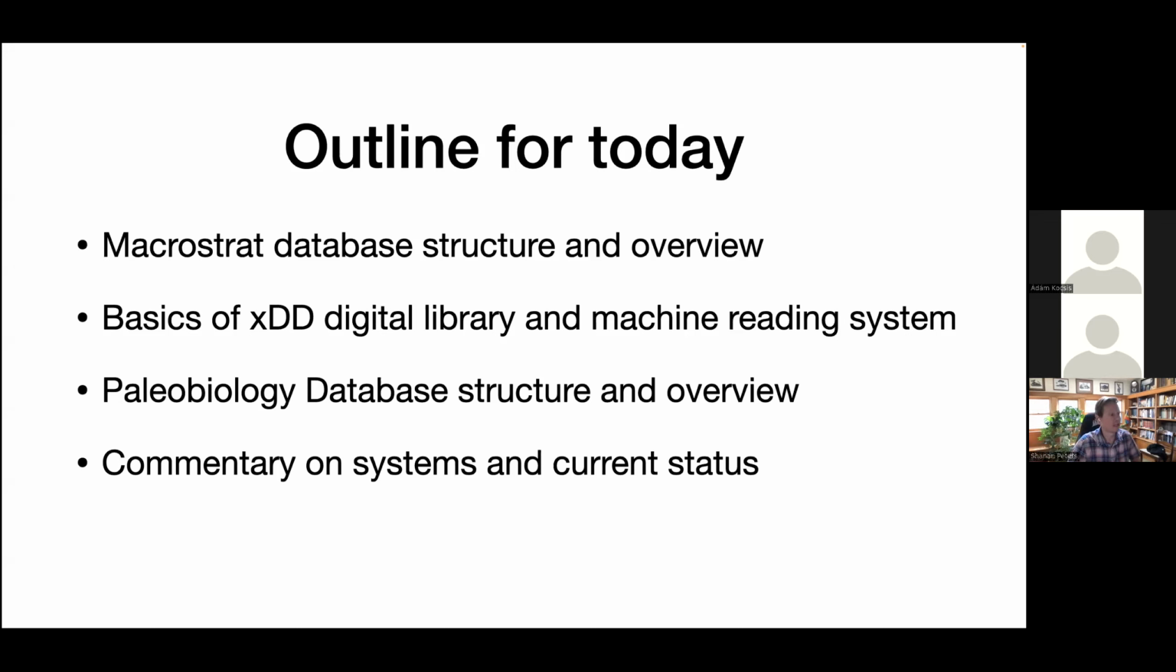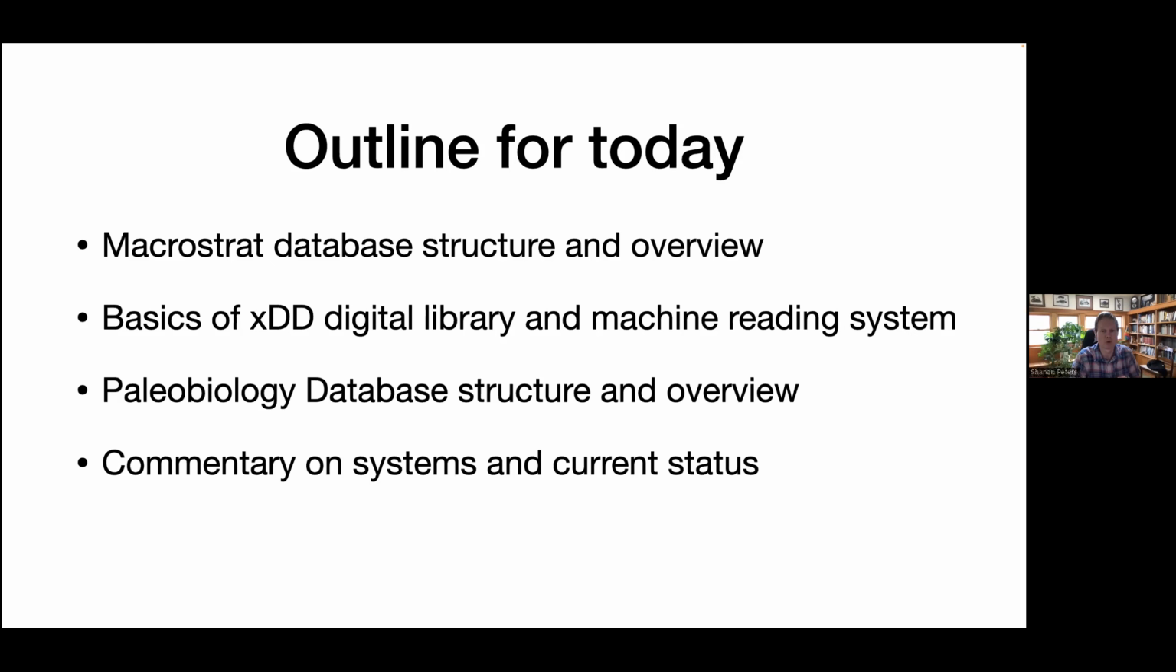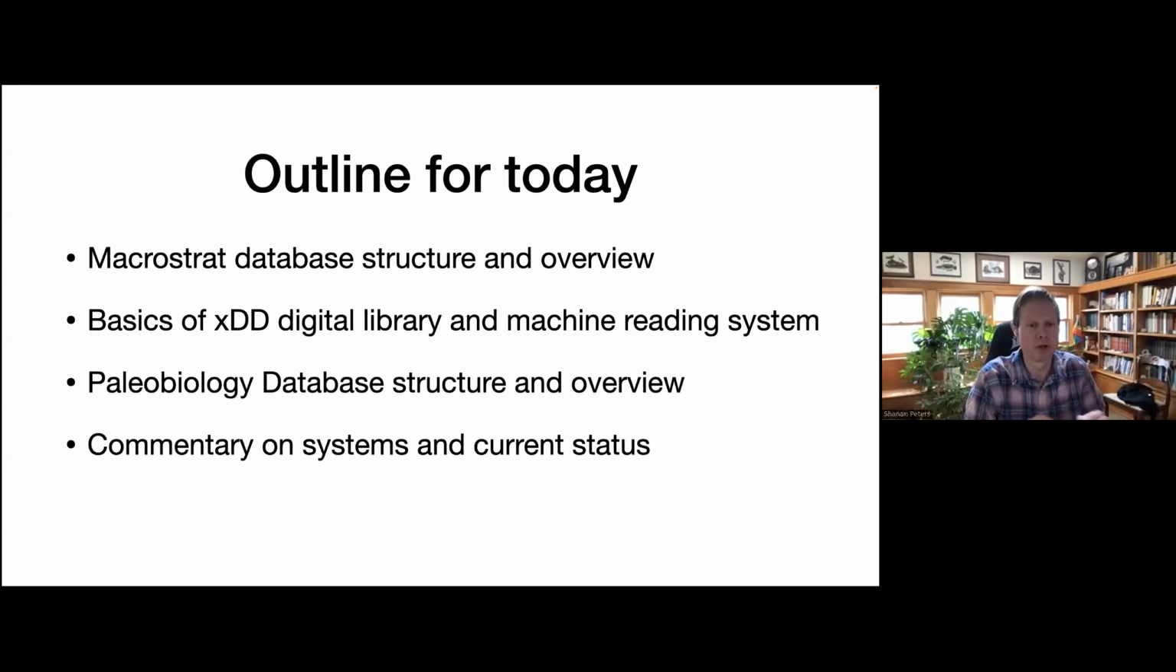So what I'm going to do really briefly is go through an overview of the Macrostrat database, its structure, and give you a brief overview. I'm going to talk a little bit, maybe if there's time, on this system called XDD. It stands for Extracting Dark Data, Digital Library Machine Reading System, that I think can play an important role going forward for helping us in the process of making these data sets. I'll talk briefly about the Paleobiology Database structure and overview, and then hopefully at the end, we'll have time to really consider some current status questions and future considerations for these data resources. So here we go, we'll launch into Macrostrat, the database structure and overview.